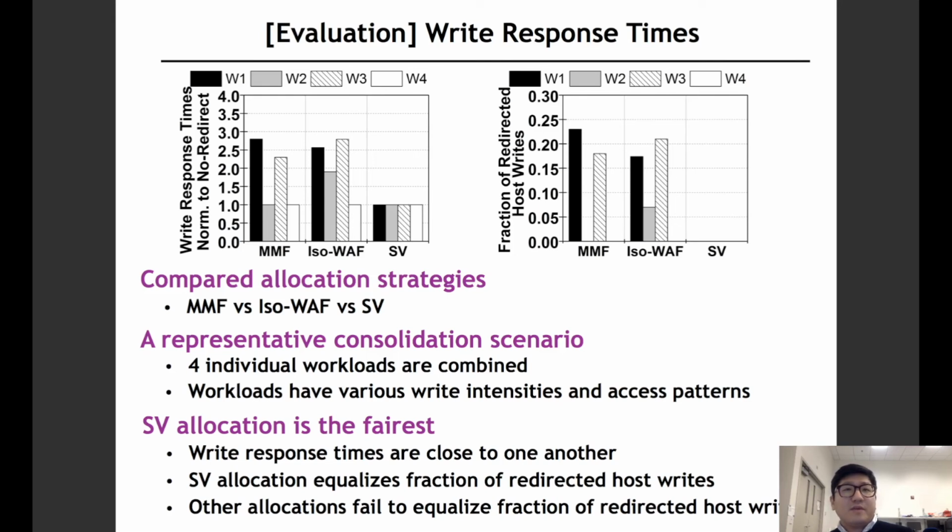From this graph, we can observe that Shapley value allocation is the fairest. Write response times of the workloads are closest to one another. This is because the Shapley value allocation equalizes the fraction of redirected host writes. In contrast, other allocations fail to equalize the fraction of redirected host writes by allocating too many writes to some workloads while allocating too few writes to the others.